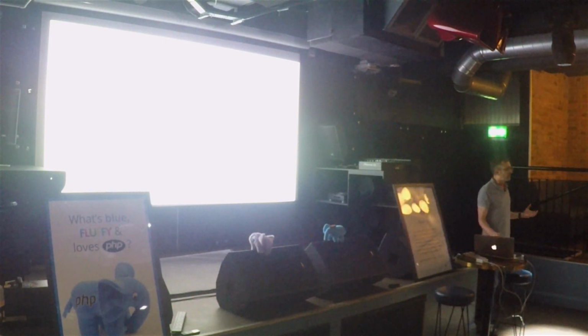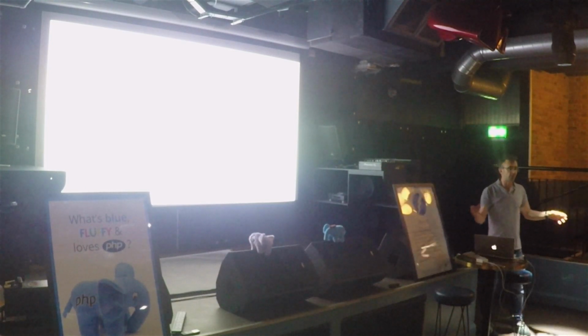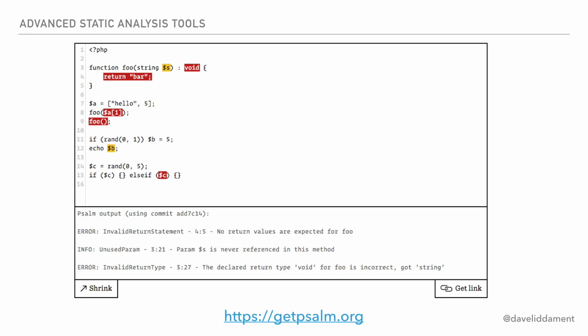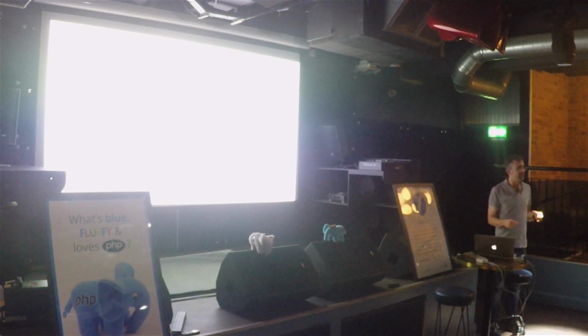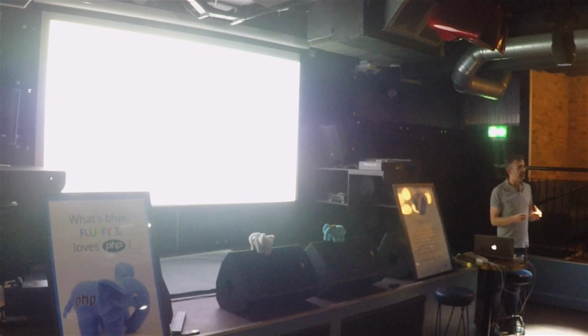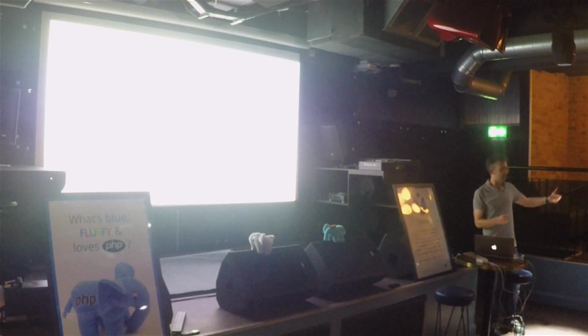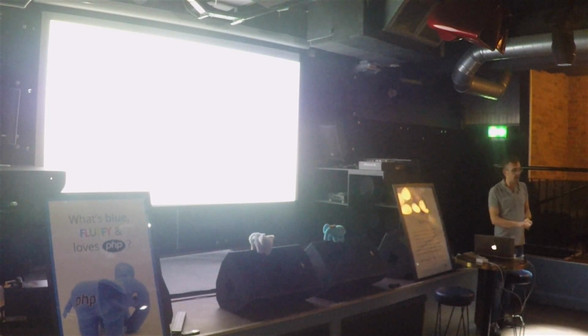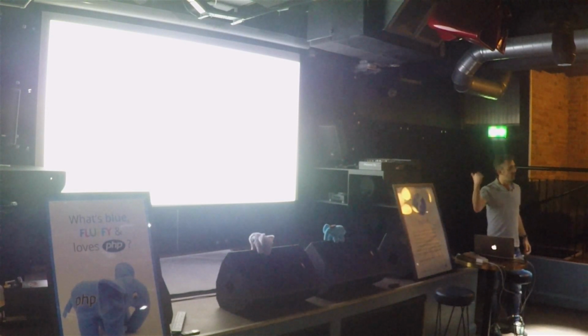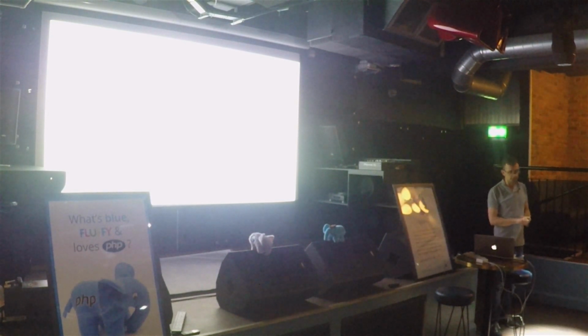So I'm mainly going to talk about Psalm, but what I'm talking about Psalm is kind of applicable to all three of them. So the first thing is you can go to the Psalm homepage. It gives you a code editor. You can just put some code in, and it tells you pretty much in real time what issues it's found. And this is exactly what it'll do when you run it as part of your CI. So if you ever want to try something out, you can just go to this code editor screen, put some code in, and see what it makes of it.